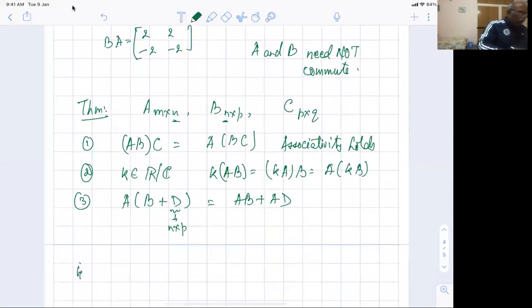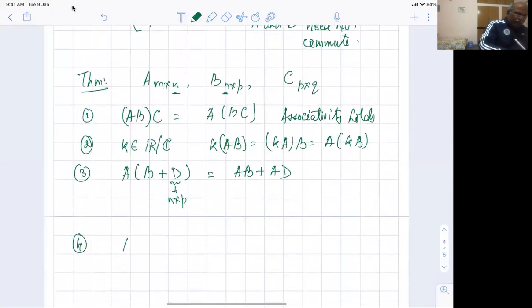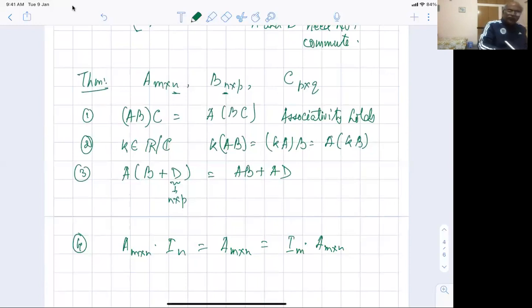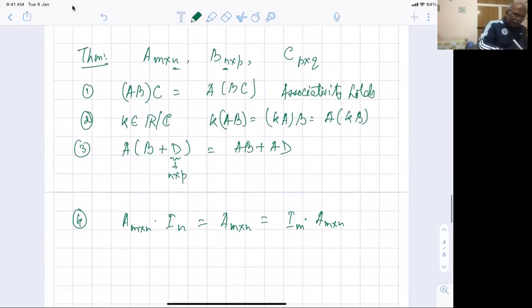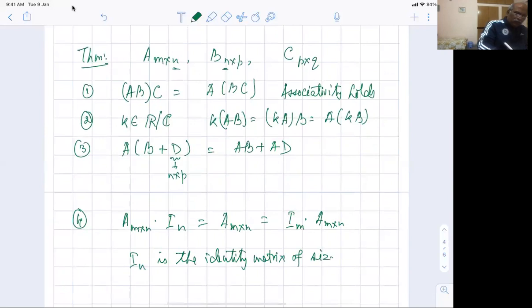Fine. Fourth, for every A, look at here, it is N here. So A is M cross N. I can multiply this by the identity matrix of this size. I'll get A itself. And I can also multiply it by I_M here times A and get the same matrix. Is that okay? So these are identity matrices of different sizes, things like that. So I_N is the identity matrix of size N. All right. So N cross N, if you remember, identity matrices are supposed to be square matrices.